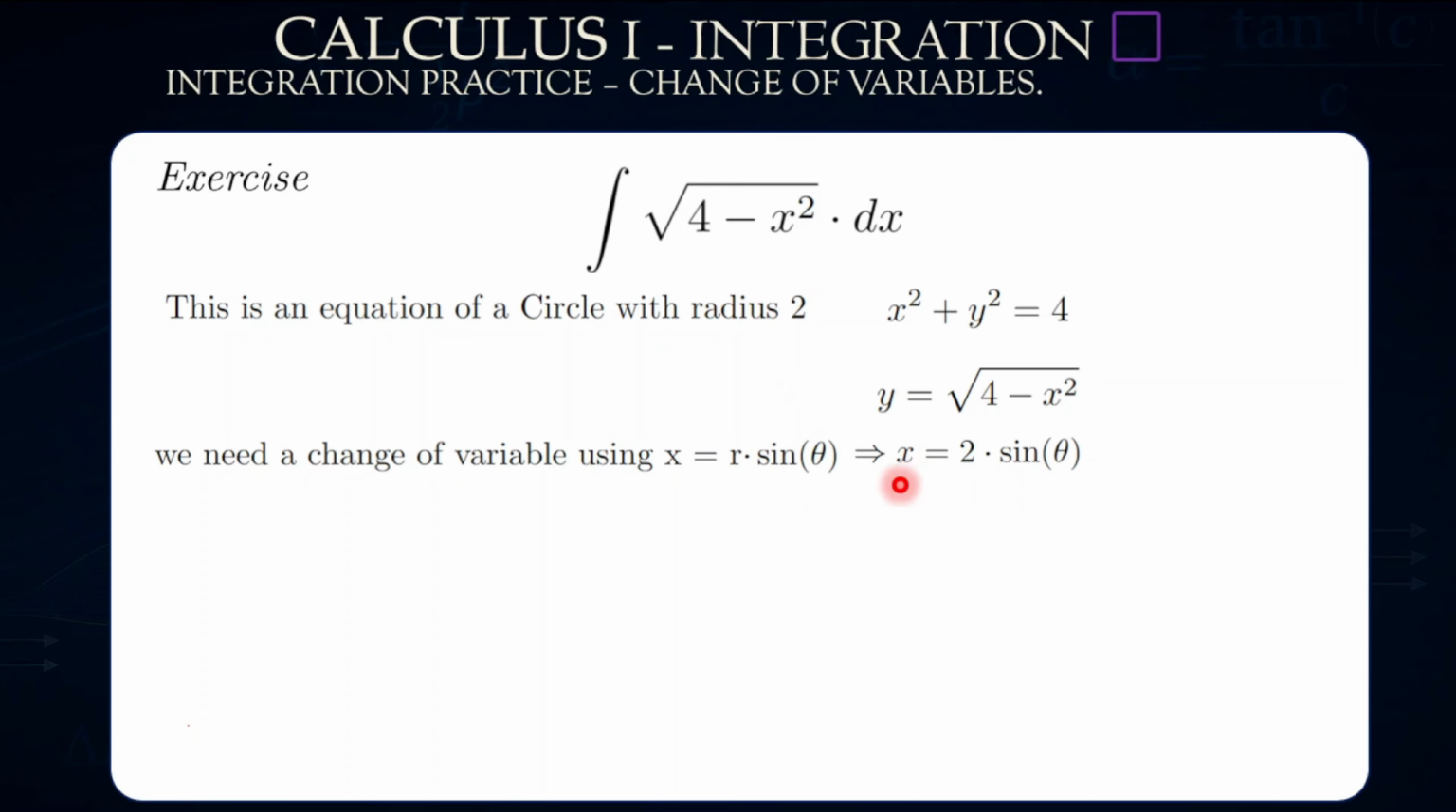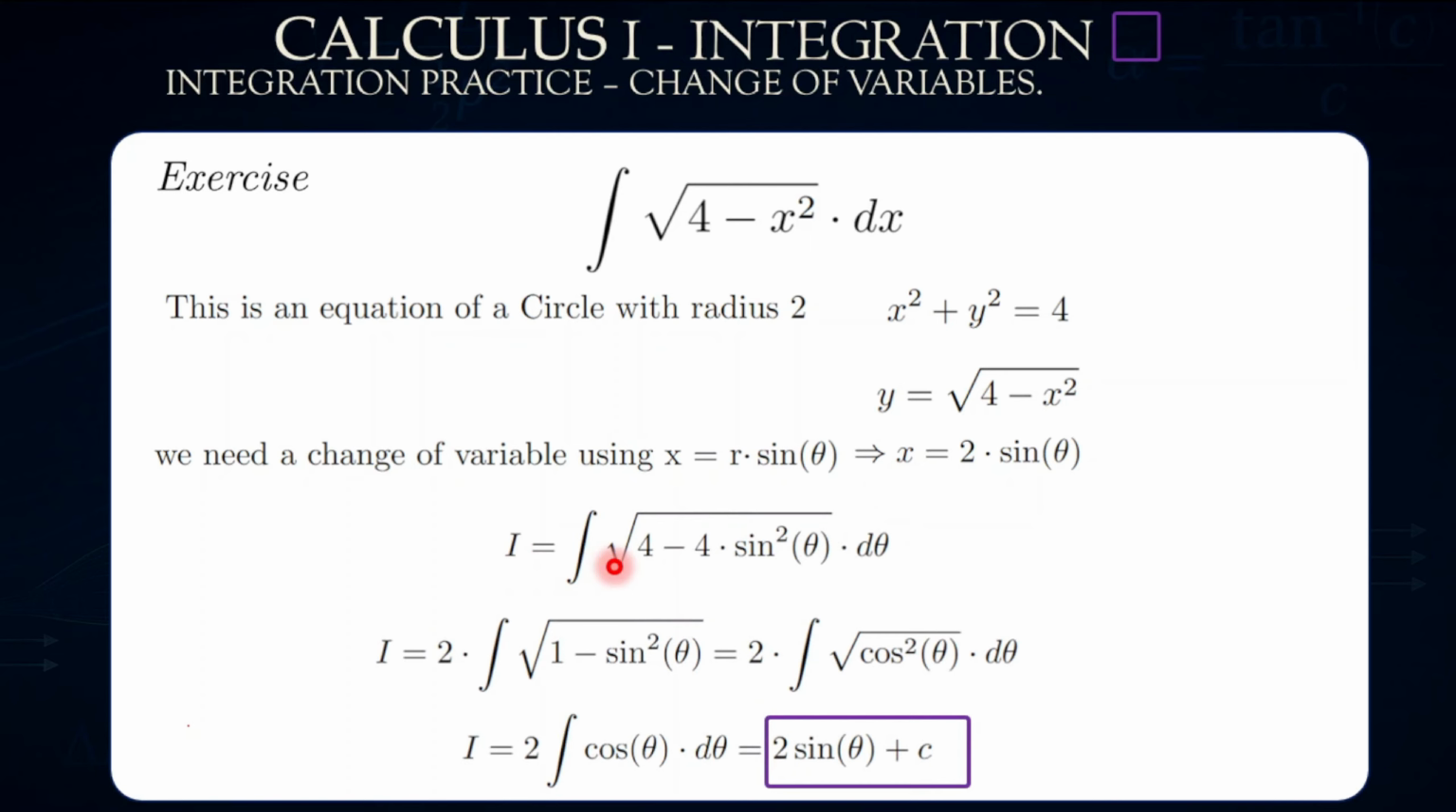So let us change these values. You have I equal to the integral of the square root of 4 minus x², which is 4 sin² theta, d theta. Now 4 can be factored out, which multiplies both 1 and minus sin² theta. The square root of 4 is 2, you bring it outside of the integral. Then the square root of 1 minus sin² theta is simply cos theta, correct? Because cos² theta plus sin² theta gives you 1. So this is equal to the integral of the square root of cos² theta d theta, which is 2 times the integral of cos theta d theta, equal to 2 sin theta + c.